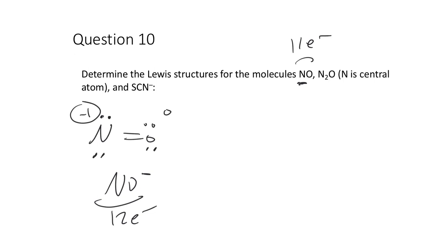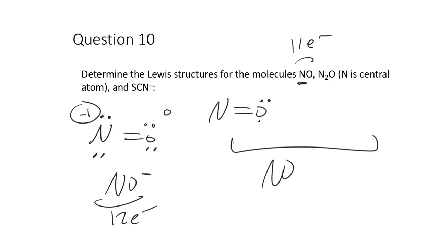And so for NO, the question is, do I kick an electron off of the N or the O? So for NO, do we go with this structure here, where we kick the electron off the nitrogen, or do we go with this structure here, where we kick the electron off the oxygen? The difference here, they each have 11 electrons. It's just which atom do I kick the electron off of? Do I take it off the N or do I take it off the O?